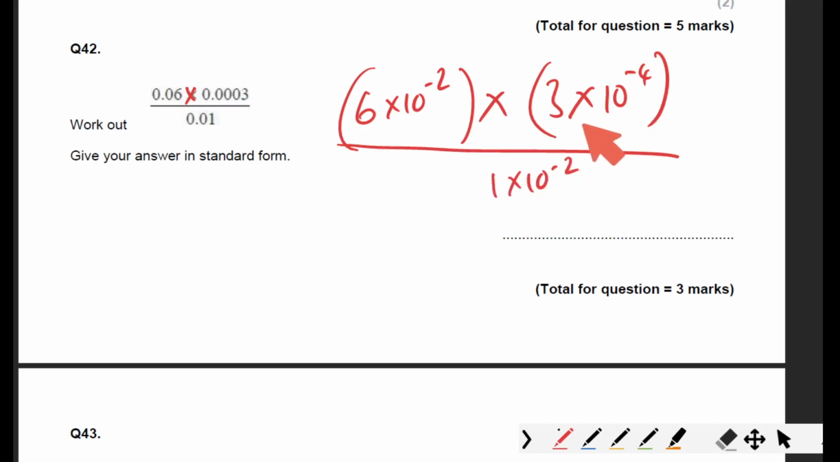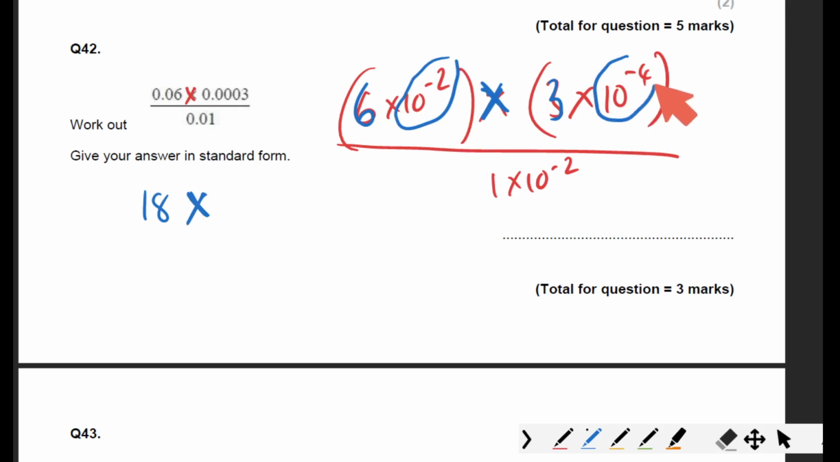Right, let's sort out the numerator. Numerator is 6 times 3, the number parts first. 6 times 3, 18. Don't forget the time symbol. Now look at this bit over here and here. If the base is the same, the base is 10, and you're timesing, what do you do with indices? You add the indices. So you add the minus 2 with the minus 4.